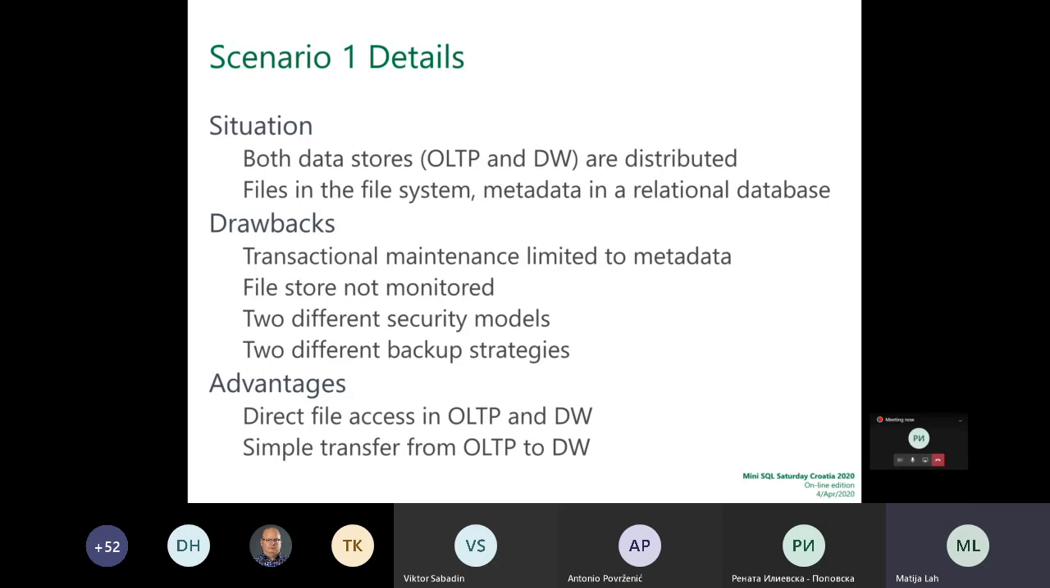So either the editors in the OLTP system or the end users in the data warehouse can access the files directly without any problems. And the transfer of data from the OLTP system to the data warehouse is as simple as possible. So the objective of this upgrade using file tables would be to remove all of the drawbacks, but retain both of the advantages.